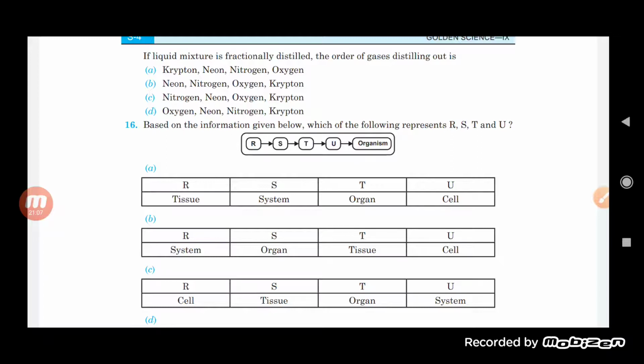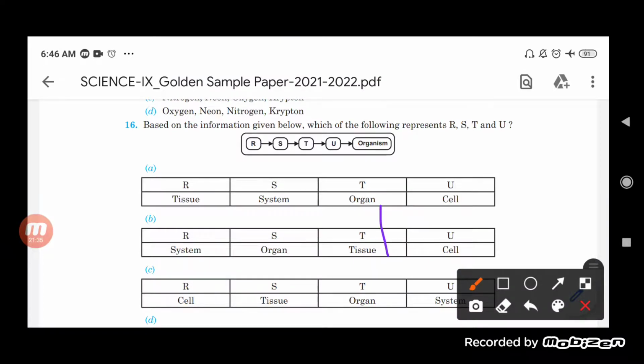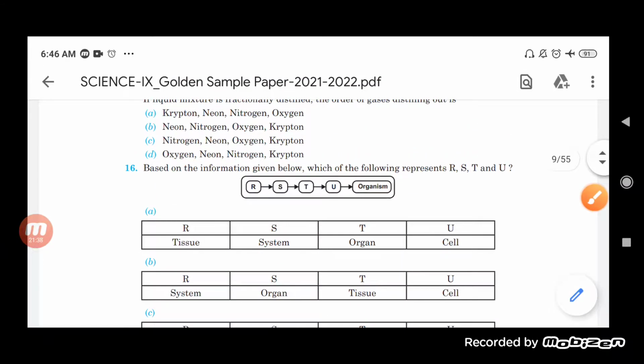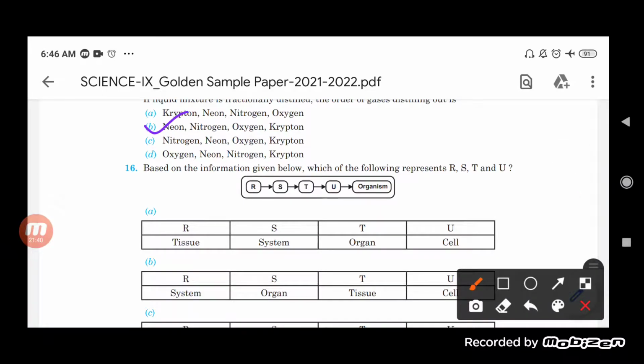Neon has a very low boiling point. If the boiling point is low, it will take very little time to get converted into gas. Then the boiling point of nitrogen is higher than that of neon, then oxygen, and finally that of krypton. So the correct option will be the second one.